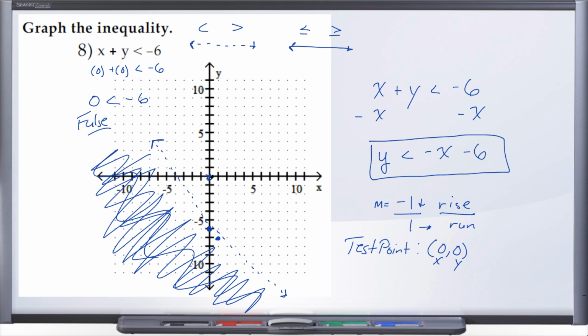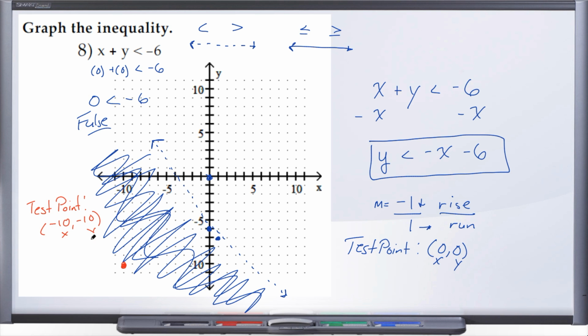We can go ahead and test that. Let me choose a different color so we can see. Let's choose a point that is clearly not on this line, so let's choose (-10, -10) right here, as a test point. You don't have to do more than one test point. As soon as you test one and you get a true or false statement, you know. But just for the purposes of illustrating why we're shading below the line here, we're going to test (-10, -10).